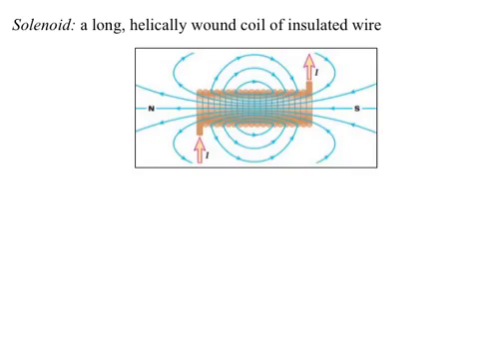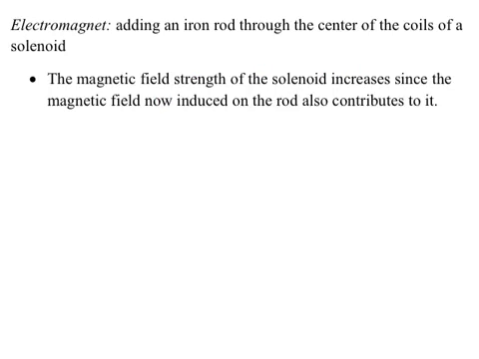All right. Next, an electromagnet. An electromagnet is simply adding an iron rod through the center of the coils in the solenoid. Again, say for example a nail, maybe a 3-inch nail, one that would be used for housing and putting up foundation. Now, you take a nail and you put it inside of a solenoid, and it creates what's called an electromagnet. And what it does really is this.